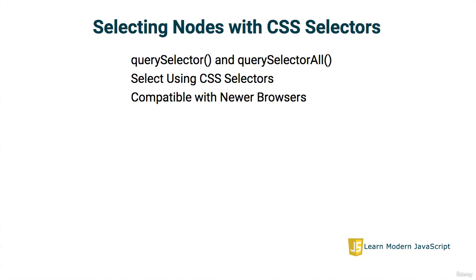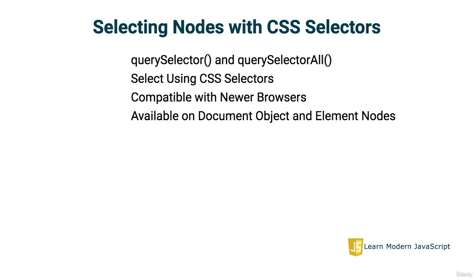Query selector and query selector all are compatible with newer browsers, but they're pretty widely supported now, so you should be able to use them unless you're really coding to much older browsers, before IE8, for example. And then finally, query selector and query selector all are available on the document object or any element nodes which you've selected. So you do have some flexibility about where you use them.